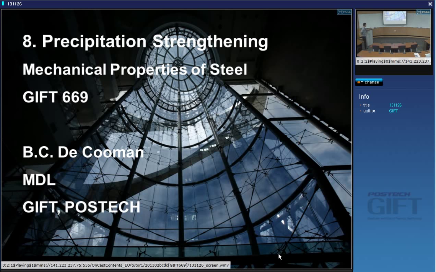The other steels that are precipitation hardened are typically special steels, stainless steels in particular, right? So we will talk a little bit about different classes of steels, like martensitic stainless steels, austenitic stainless steels, and ferritic stainless steels, that are precipitation hardened. So a little bit of a departure from the types of steels we've been discussing up to now.